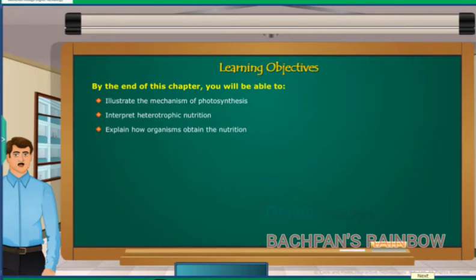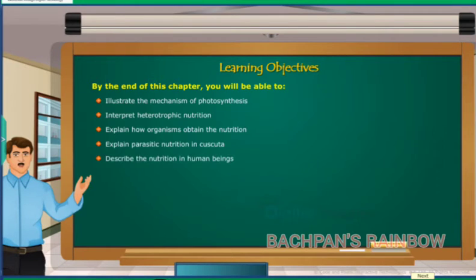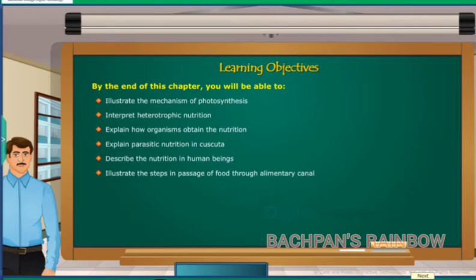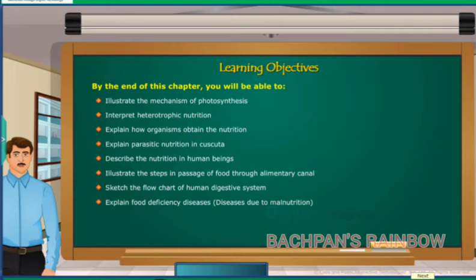how organisms obtain the nutrition, explain parasitic nutrition in Cuscuta, describe the nutrition in human beings, illustrate the steps in passage of food through alimentary canal, sketch the flowchart of human digestive system, explain food deficiency diseases due to malnutrition.